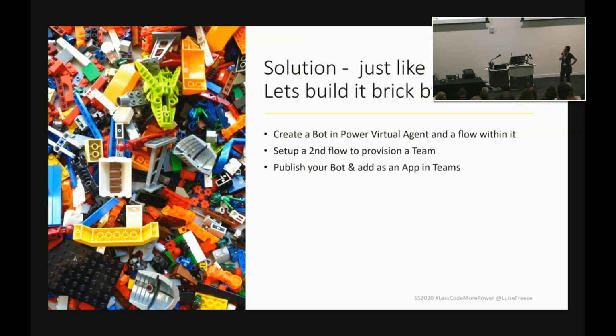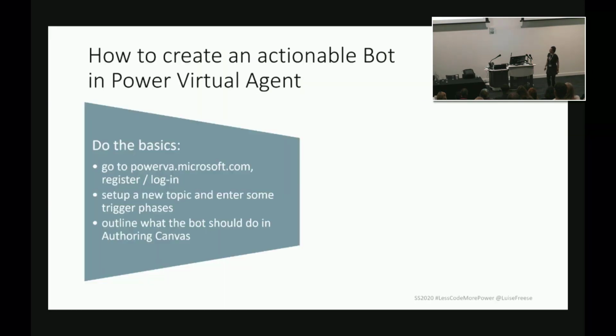Okay. So what we need to do is, first we need to create a bot. We do this in Power Virtual Agents. Second thing is, we need to create this provisioning. It's a little bit tricky. And third thing is, we want to publish this bot as an app to Microsoft Teams. Okay. Who of you knows how to do this? Want to come on?